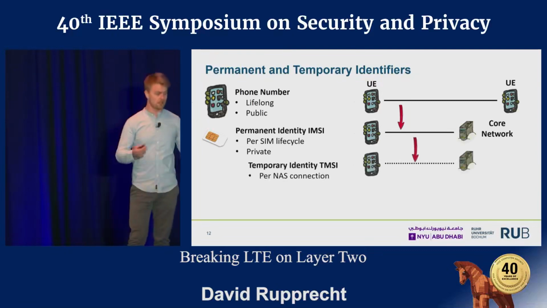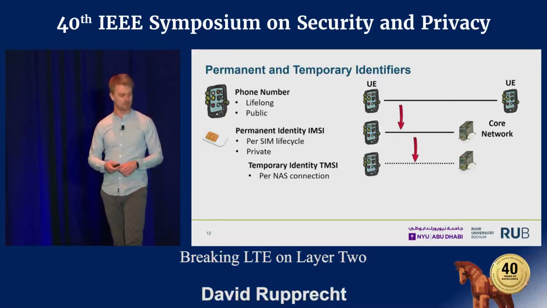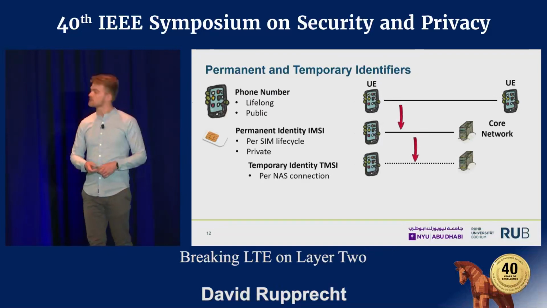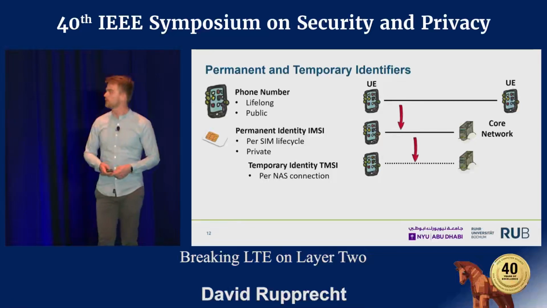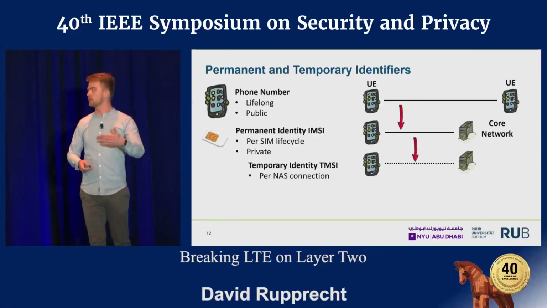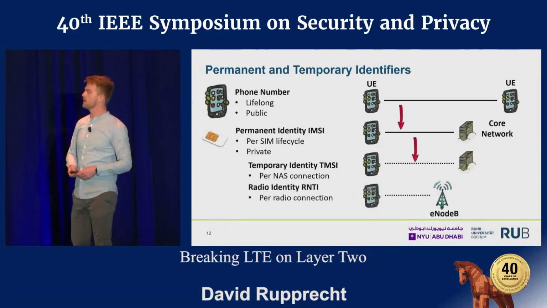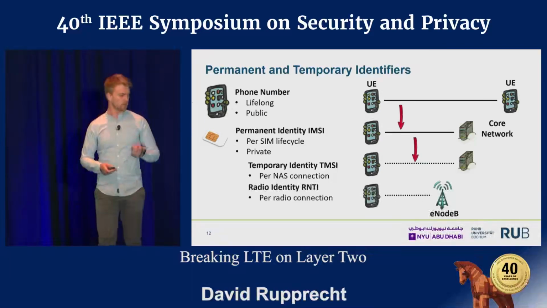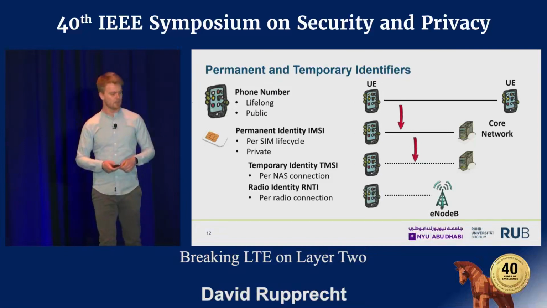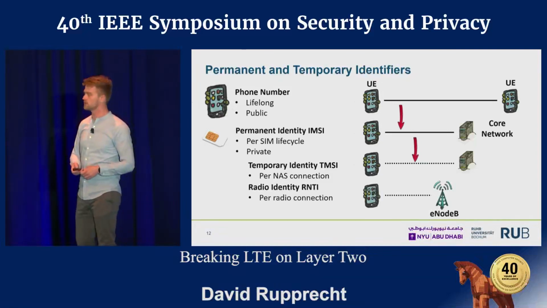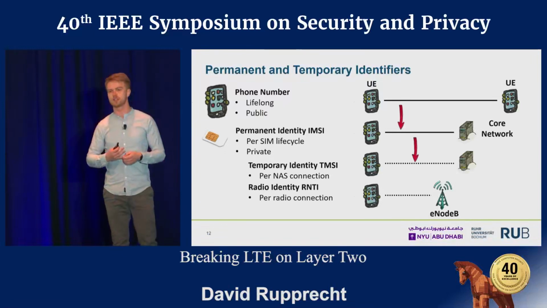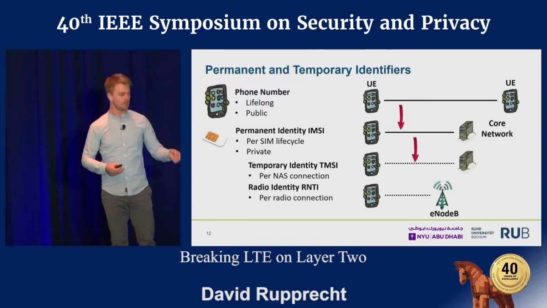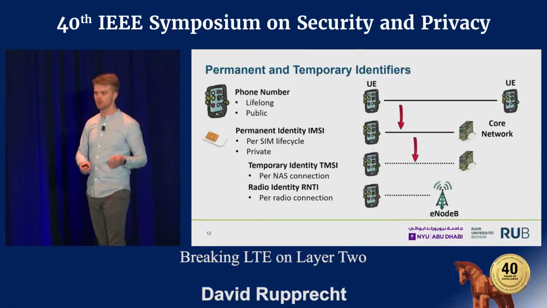For privacy reasons, we also already have a temporary identity called TMSI. Related work has already shown that we can basically map the phone number of the UE to the IMSI and even down to the temporary identity. We have a third, LTE-specific identity, which is the radio identity. This is called RNTI, and it is only active during an active radio connection. Only when you send active data over the radio connection is the RNTI used and associated with your phone and the data.